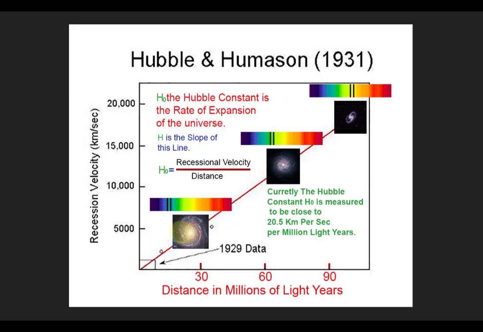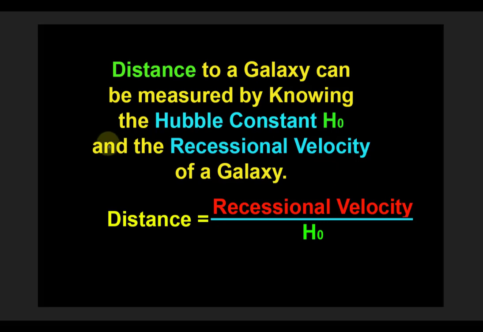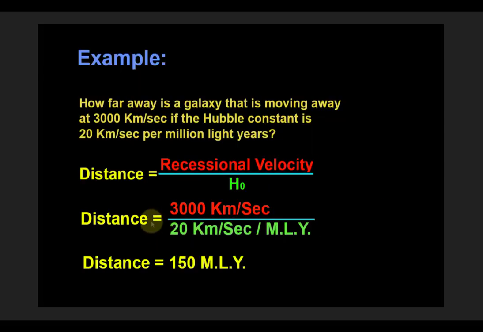When we look at the galaxies, we can see the ones that are closer by appear to have less redshift. The faster they move away, the farther they are, and the more redshift they have. We can see these lines are shifting more and more towards the red end of the spectrum. Now, the distance to a galaxy can be measured by knowing the Hubble constant and the recessional velocity of a galaxy. So the way we do it, we look at the spectrum of a galaxy and measure the redshift. From the redshift, we can figure out how fast the galaxy is moving away. By dividing that recessional velocity by the Hubble constant, we can find the distance to a galaxy.